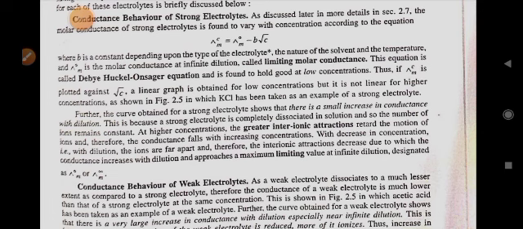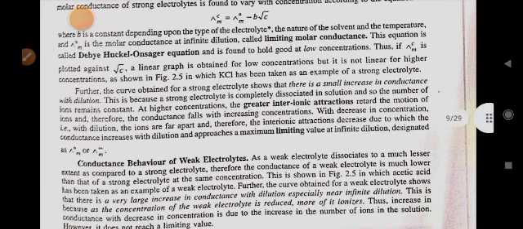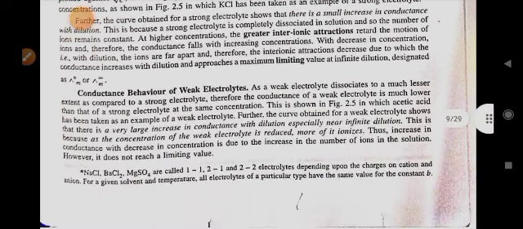if lambda C M is plotted against under root c, a linear graph is obtained for low concentration, but it is not linear for higher concentration, in which KCl has been taken as an example of a strong electrolyte. Further, the curve obtained for a strong electrolyte shows that there is a small increase in conductance with dilution. This is because the strong electrolyte is completely dissociated in solution, so the number of ions remains constant. At higher concentrations, the greater interionic interactions retard the motion of ions, and therefore the conductance falls with increasing concentration.